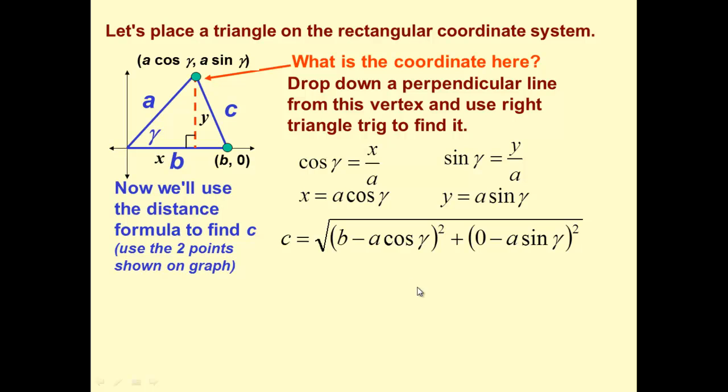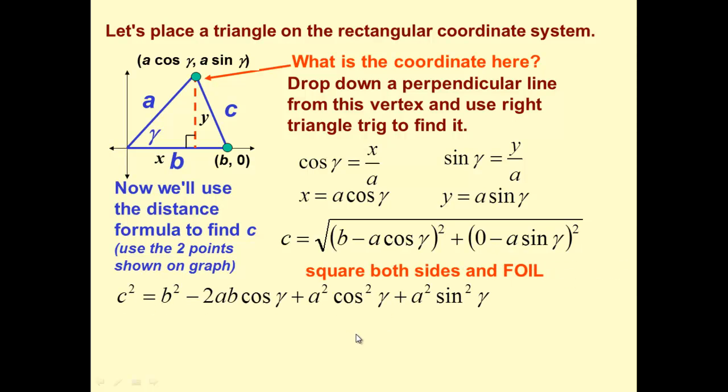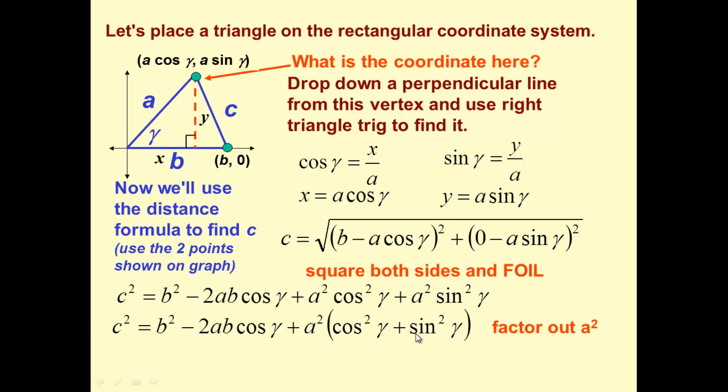I'm going to square both sides of this equation to get rid of the radical. I'm going to square out the two binomials in here. And when I do, I end up with c squared is equal to b squared minus 2ab cosine of gamma plus a squared cosine squared of gamma plus a squared sine squared of gamma. Now you notice in these last two terms there's an a squared in there, so I'm going to factor out that a squared, which gives me this equation. Noticing at the end, I've got sine squared plus cosine squared, and we know from our Pythagorean identities that that can be replaced with 1.